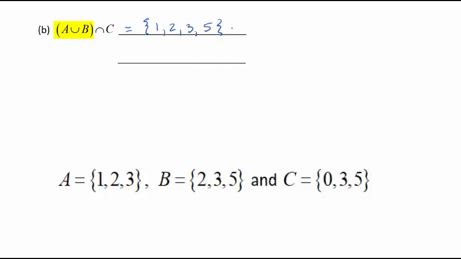And then we do the intersection with set C. The intersection means we are looking for the set of elements which are in both sets. So look at set C. C is the set of 0, 3, and 5, and compare it with the set of 1, 2, 3, and 5. What do they have in common? They have the 3 and the 5 in common. So the answer is the set of 3, 5.